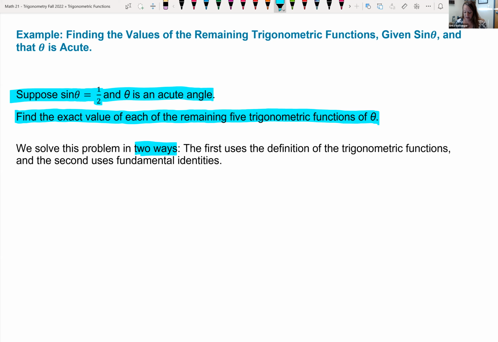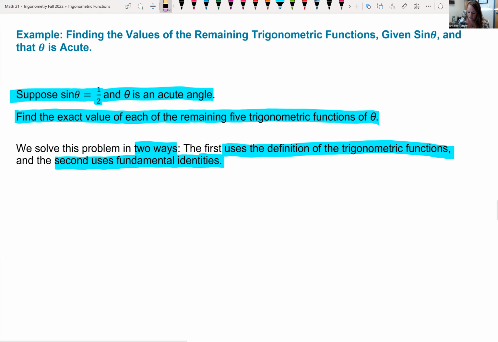So we're going to solve this in 2 separate ways. Let's look at the first way as using the definition of our trigonometric functions. And the second way that we're going to get those 5 is using the fundamental identities. Okay, so right now, we're going to use the definition. And if you want to, we can put it in front of you if it helps you.